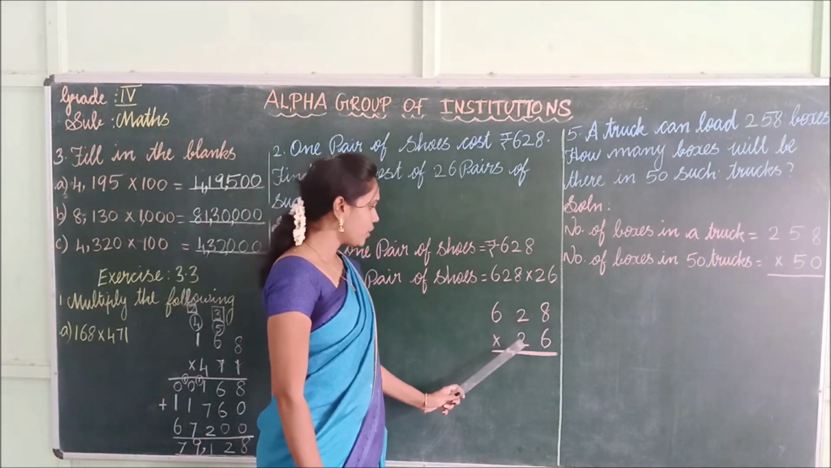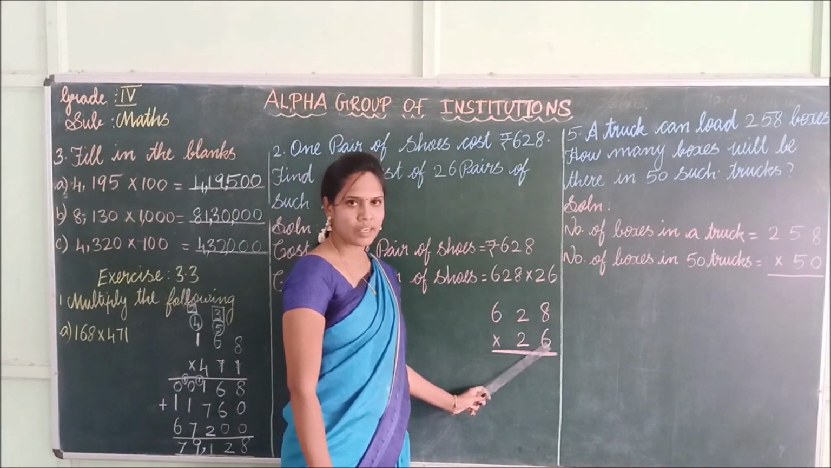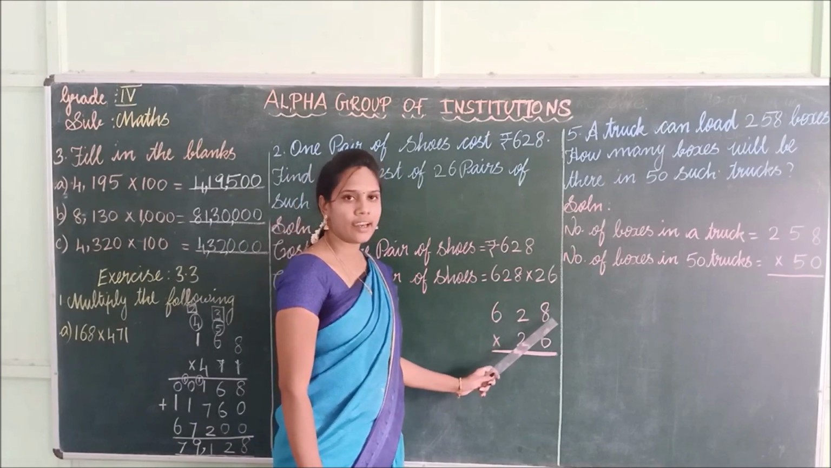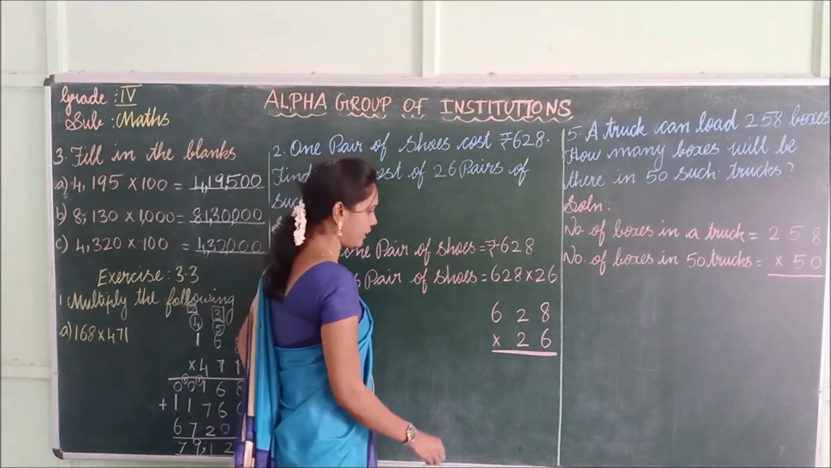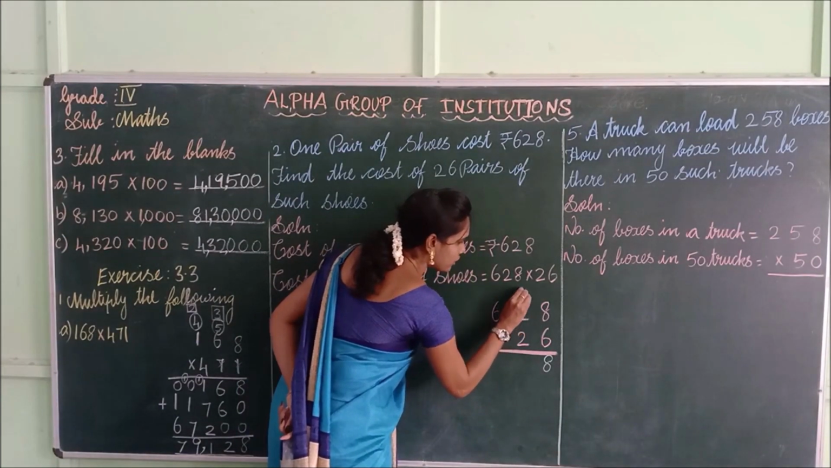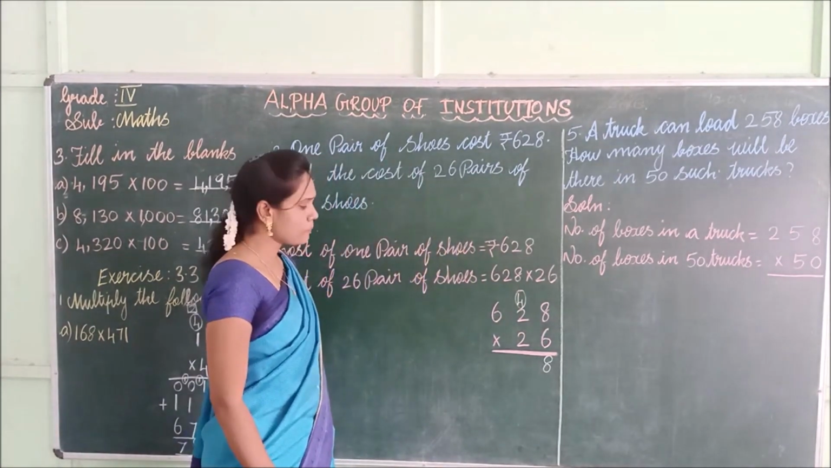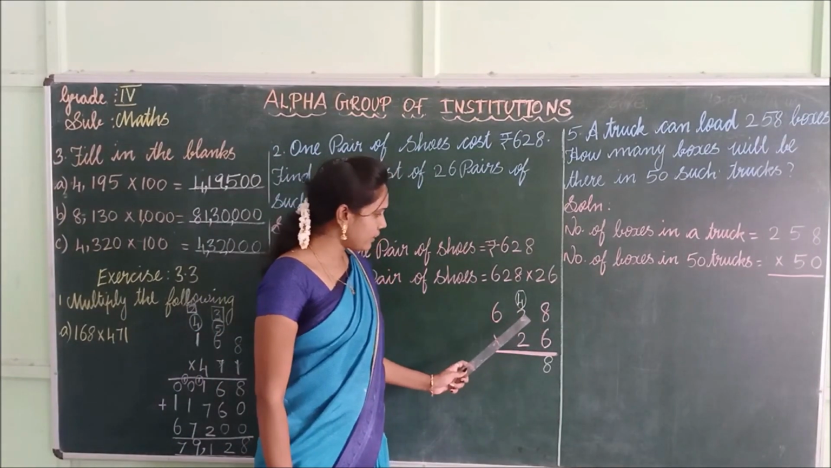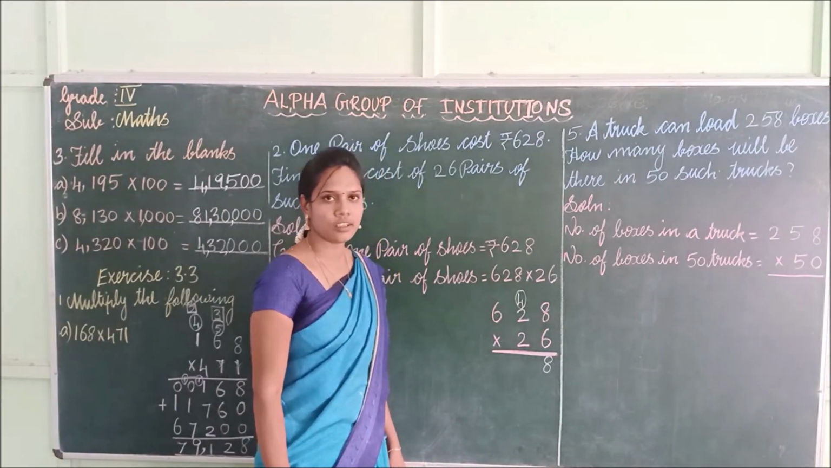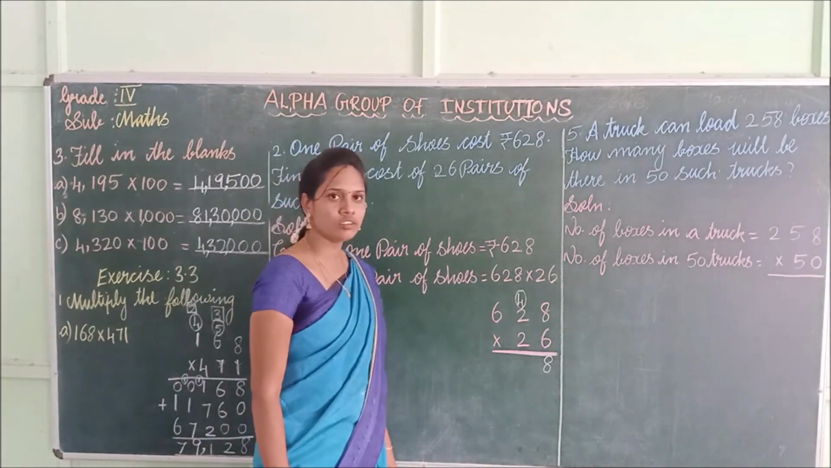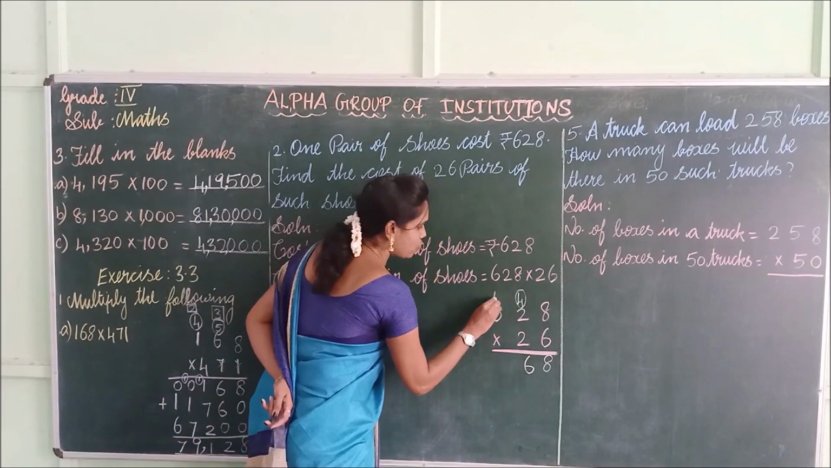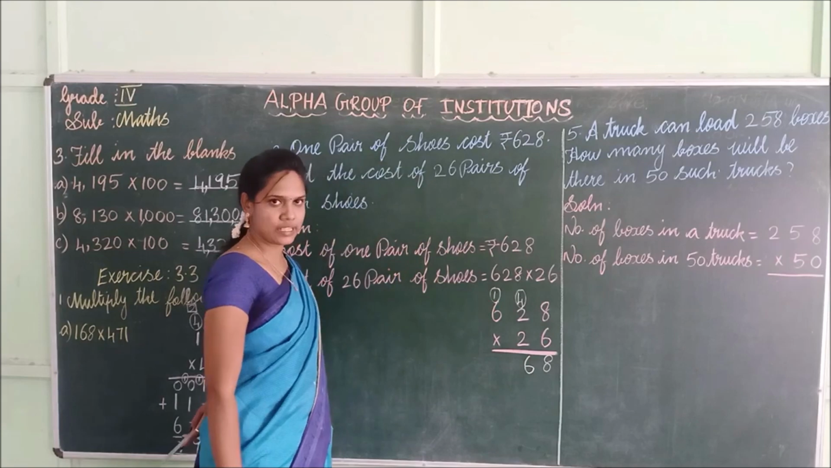628 multiply 26. Shall we multiply now? Yes. Now tell me, 8 into 6. 8 sixes are 48. So 8 should be put here and 4 should be carried over to the next place value. Now we are going to multiply in tens place value. See here, 2 into 6. 2 sixes are 12. 12 plus 4, very good, 16. So 6 should be put here and 1 should be carried over to the next place value.